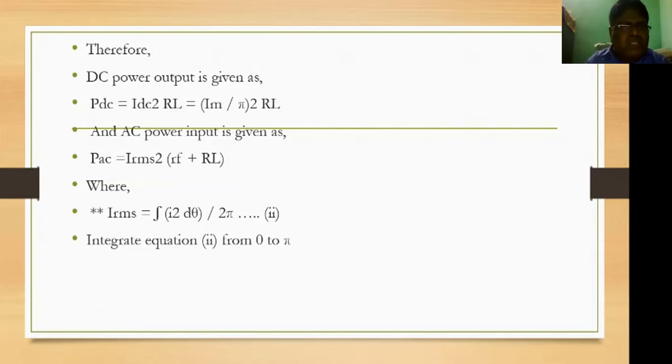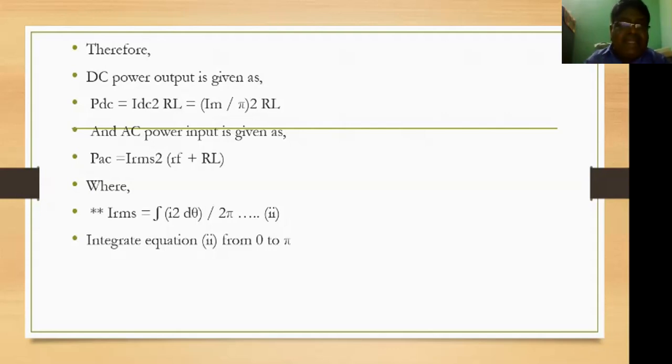AC power input is equal to IRMS square into Rf plus RL, where IRMS, RMS means root mean square value. IRMS is equal to the square root of the integral of I square d theta by 2 pi. Why? Because it is the root mean square.